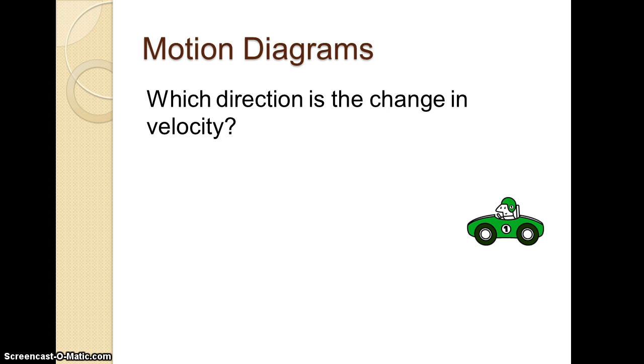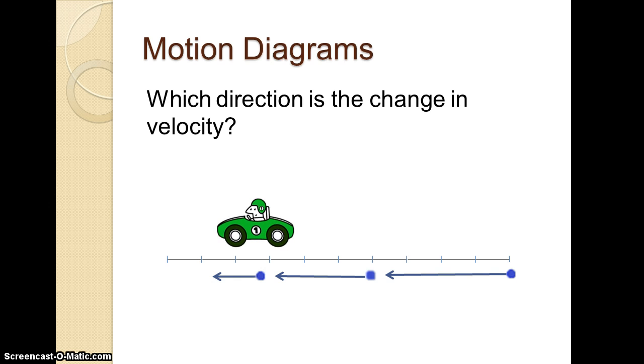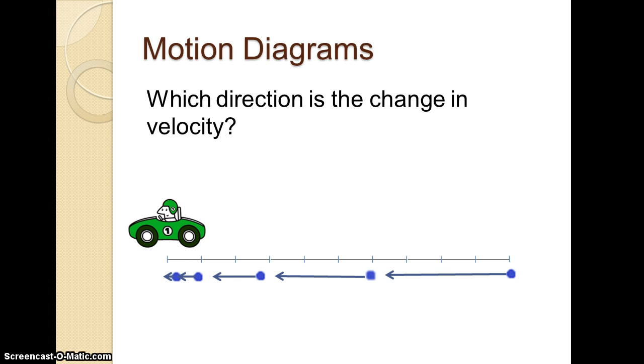So how about for this one? We see the object is moving to the left and slowing down. If we apply the same rule that we saw with the previous ones, then if the object is speeding up, the change in velocity is in the same direction as the motion. If the object is slowing down, the change in velocity is opposite the object's motion. Therefore, in this case, the change in velocity arrow points back towards the right.